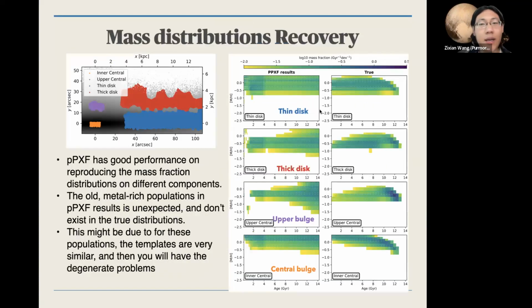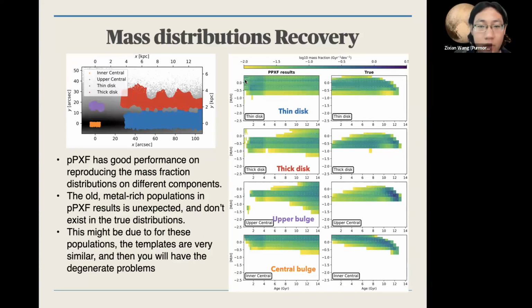And I also have the 2D mass fraction distributions. First, I separate my mock observation into different components. I call them inner central, upper central, thin disk, and thick disk. It is defined just by geometry. So there isn't anything due to the alpha bimodality or some other things. No, it's just some simple selection.